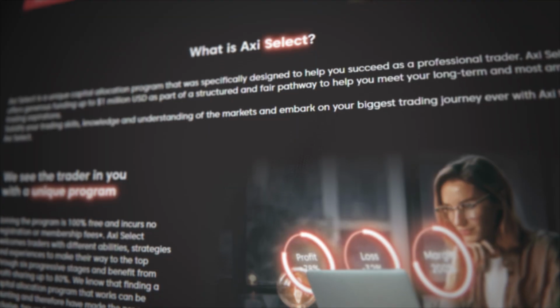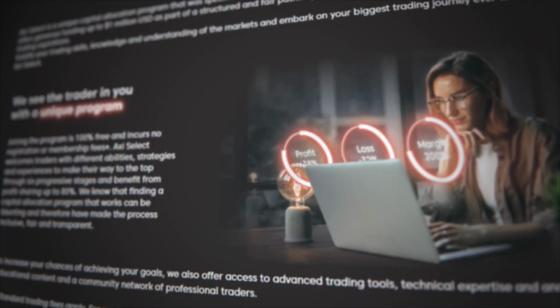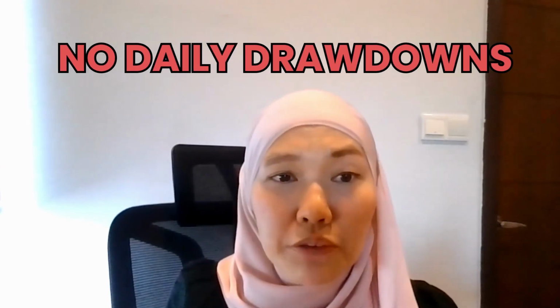Axi Select has been really easy to follow. I can still trade news, I can trade over the weekends, and most importantly, there's no daily drawdowns.